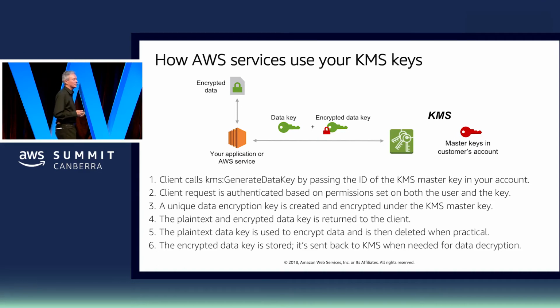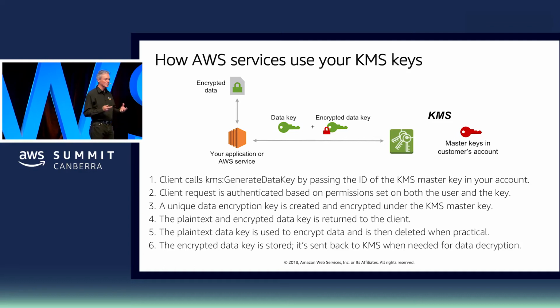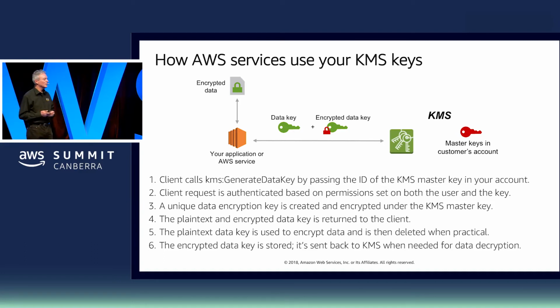So that service, or your application, can then use the plain text copy of that data key. And when we implement that in our services, we never store that data key on persistent media. It's only stored in memory, and that's used to encrypt your data. If that was S3, it encrypts the data, can then store that data encrypted at rest, and then disposes of that plain text data key, and also stores the encrypted data key with your data.